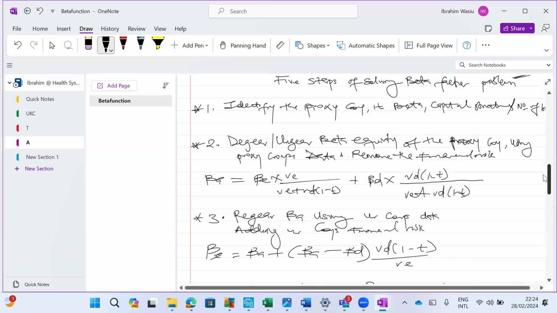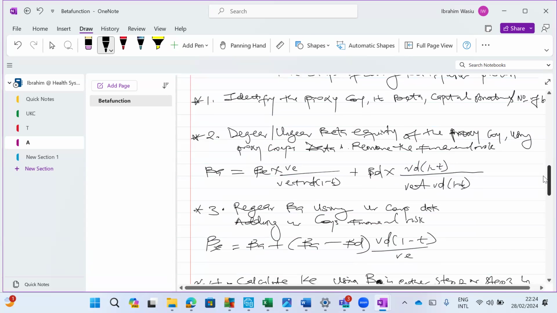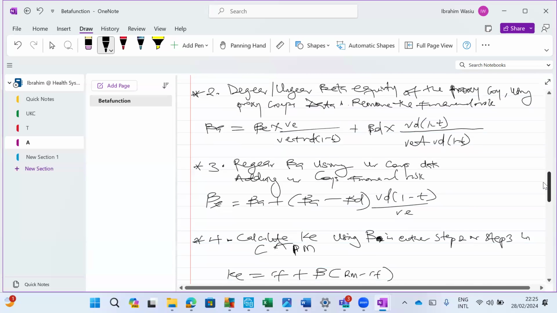So the first step: identify the acquiring company's beta, the capital structure, and the business. Step 2: on J or the beta equity of the acquiring company. That is, if the company is given the beta equity, you un-gear it to get the beta asset. If it's not geared, you just work with that.